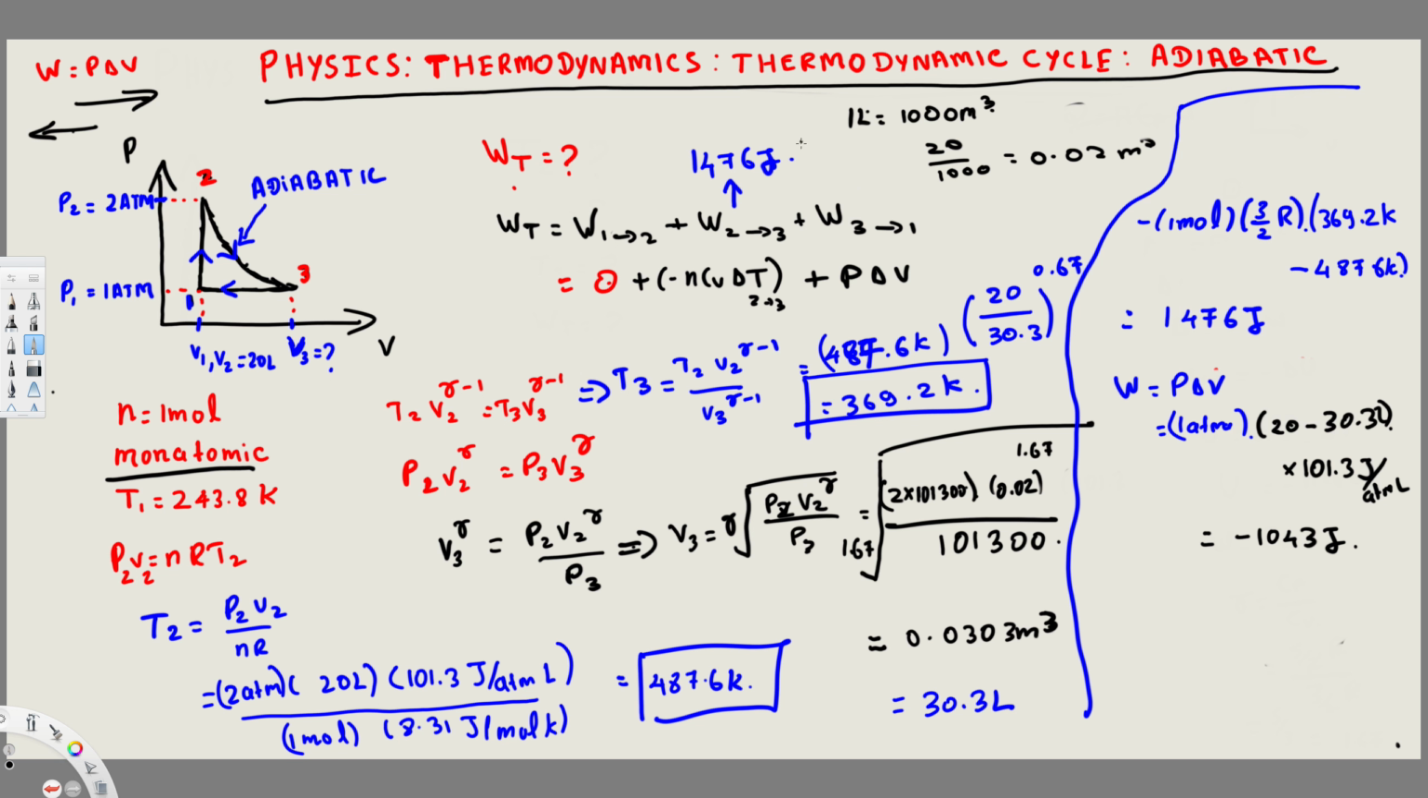So let's plug these values. So we found out this one. This is minus 1043. So let's rewrite everything. WT is equal to W1 to 2 plus W2 to 3 plus W3 to 1. 1 to 2 is 0 because it's an isobaric process. W2 to 3 we calculated, that's 1476 joule, and W3 to 1 that's going to be negative 1043. And if you calculate all of them, that's going to give you 433 joule, and that's going to be the final answer.